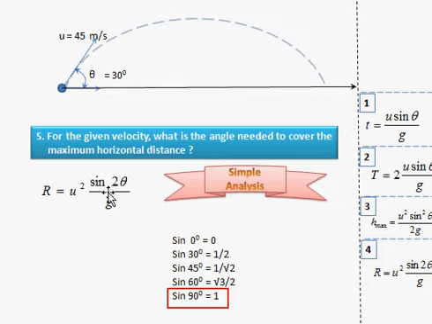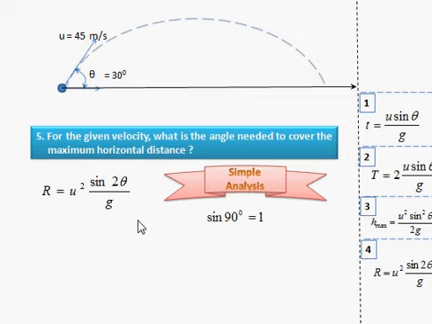So if we replace this sin 2 theta by 1, we get the maximum. Whenever we use an angle below 90 degrees, the value is less than 1. So in order to have the maximum horizontal distance, we have to substitute 1 here. If we substitute any other angle, we won't get the maximum distance. Hence, let us substitute 1 in place of sin 2 theta. That is, sin 90 degrees is equal to 1.